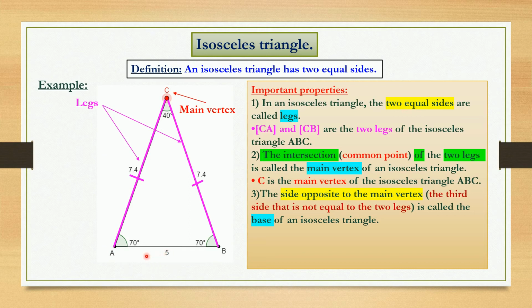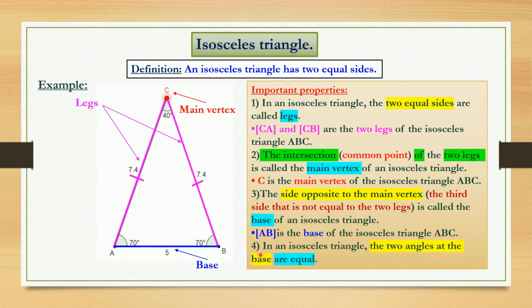Also, we can tell what is the base of an isosceles triangle by looking at the side that is not equal to the two legs. AB equals 5 units. It's not 7.4. So this third side that is not equal to the two legs, we call it base of an isosceles triangle, and it's opposite to the main vertex. So the segment AB is called base of this isosceles triangle ABC. So also the base is a segment.